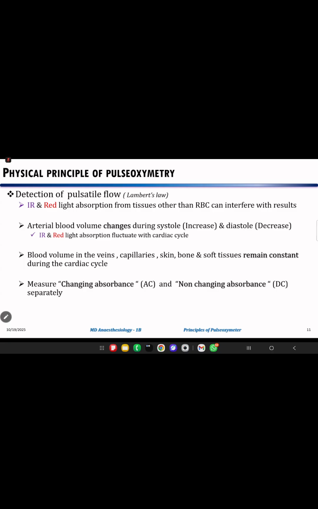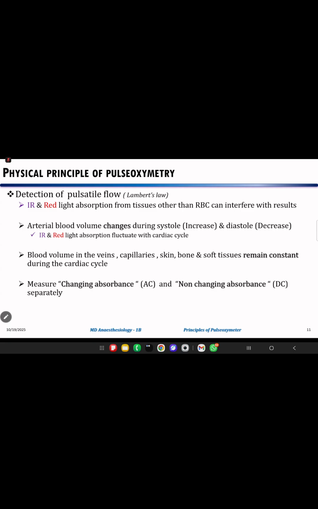So it's very important to detect the pulsatile flow, because several tissues other than the arterioles, the hemoglobin and the oxyhemoglobin and the deoxyhemoglobin absorb these lights. So we need to differentiate that. That is where Lambert's law becomes important. As mentioned in the slides, the infrared and the red light absorption from tissues other than the red blood cells can interfere with the results.